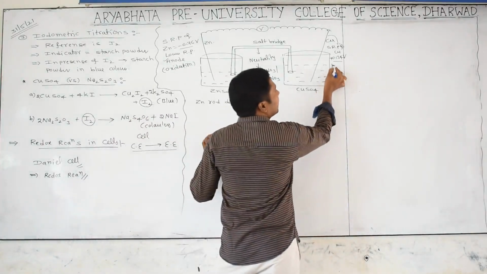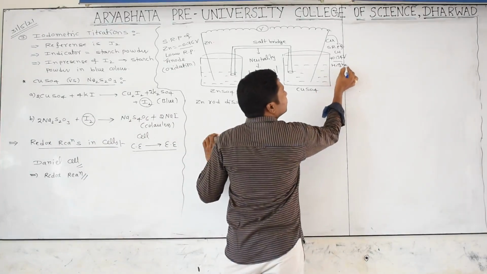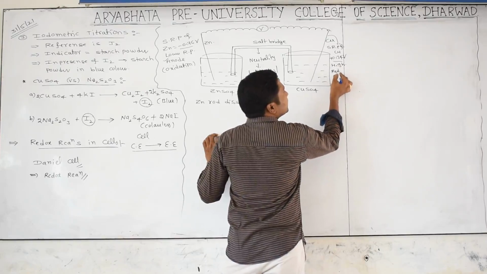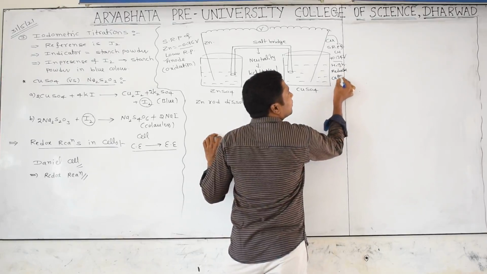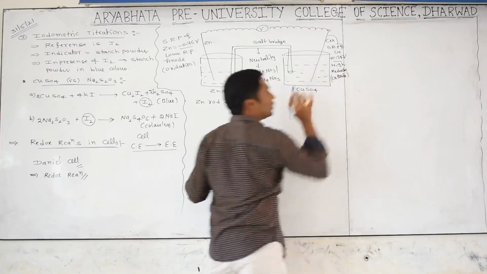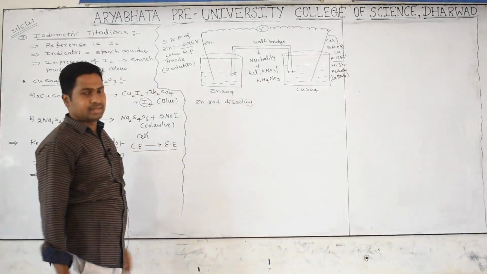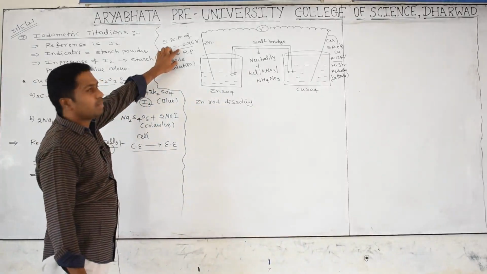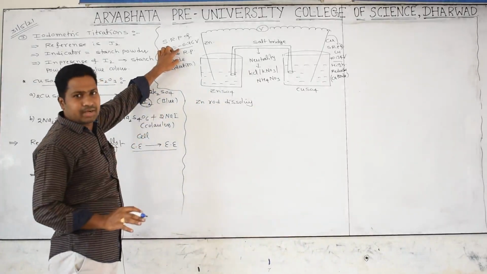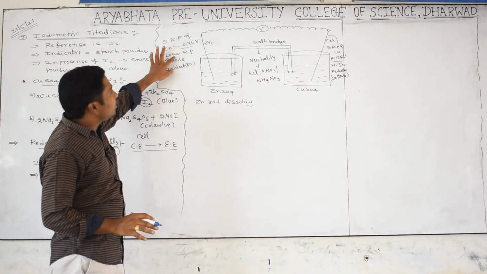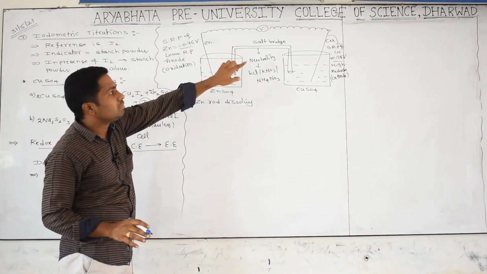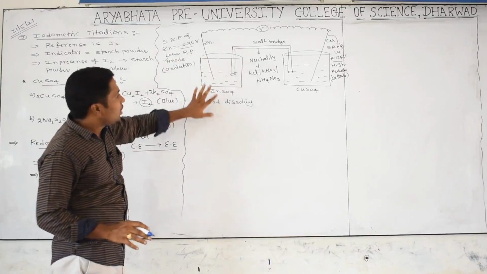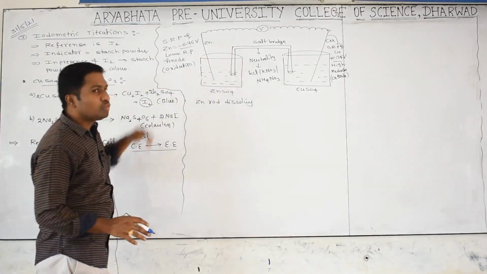Automatically, copper has the higher reduction potential value, so reduction is happening there. Due to reduction, we call the copper rod the cathode. Did you get my point? Okay, this is important. Why it happens like this, you can learn in detail in second year. So the one with relatively low value undergoes oxidation and is called the anode, and the one with relatively high value undergoes reduction and is called the cathode.